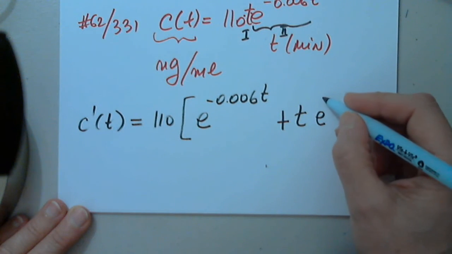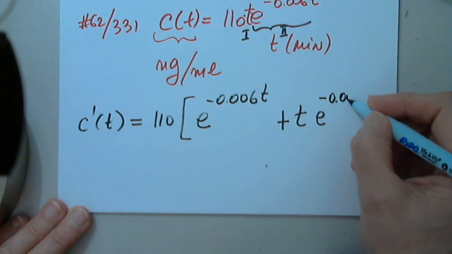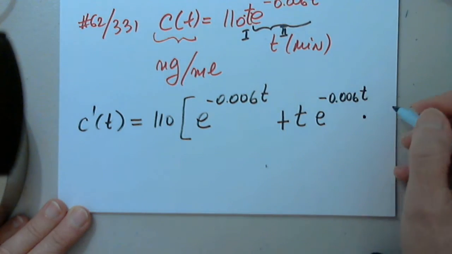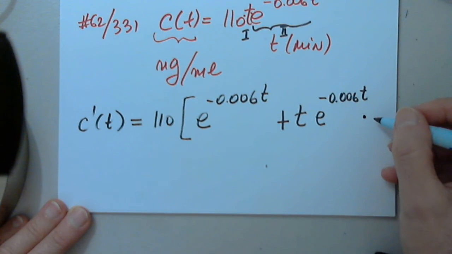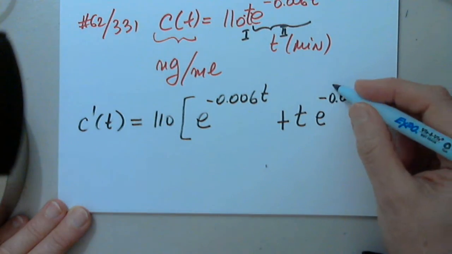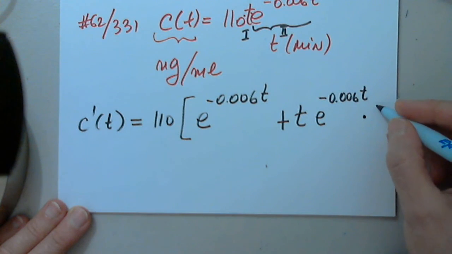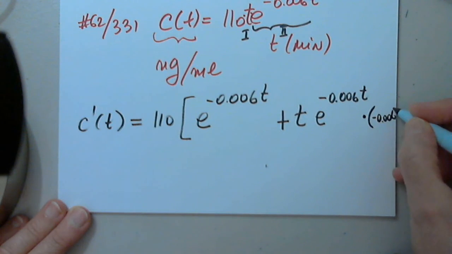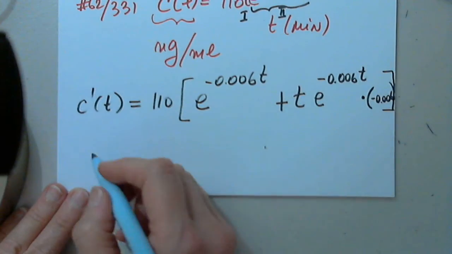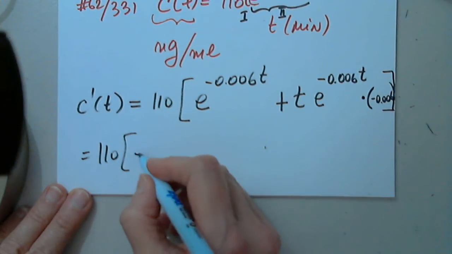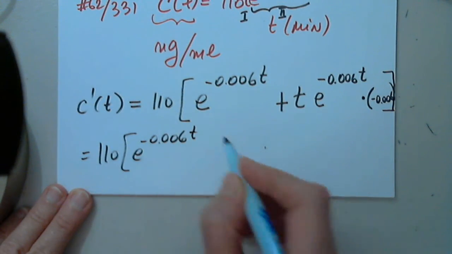It will be equal to the same function, negative 0.006 t times the function prime, correct? Perfect. Excellent. Can anyone give us the function prime? Awesome. Negative 0.006. That's it. I'm going to write it one more time because it's not clear. So here it is: 110 e to negative 0.006 t.